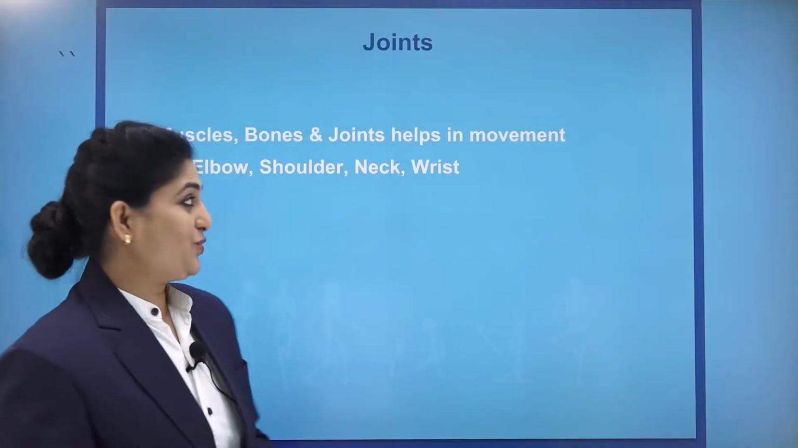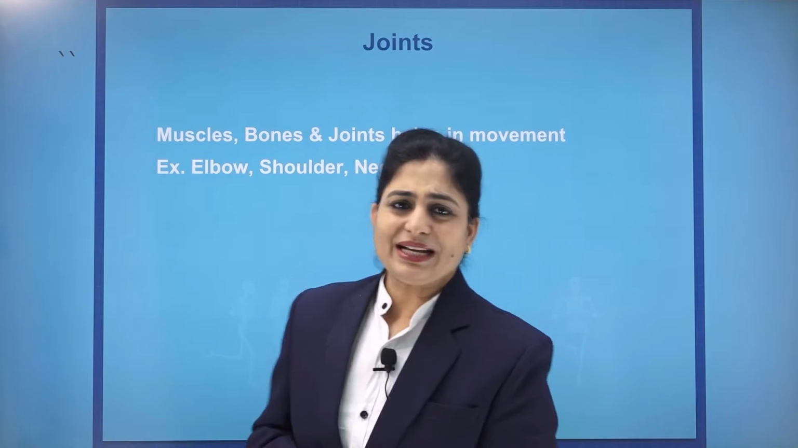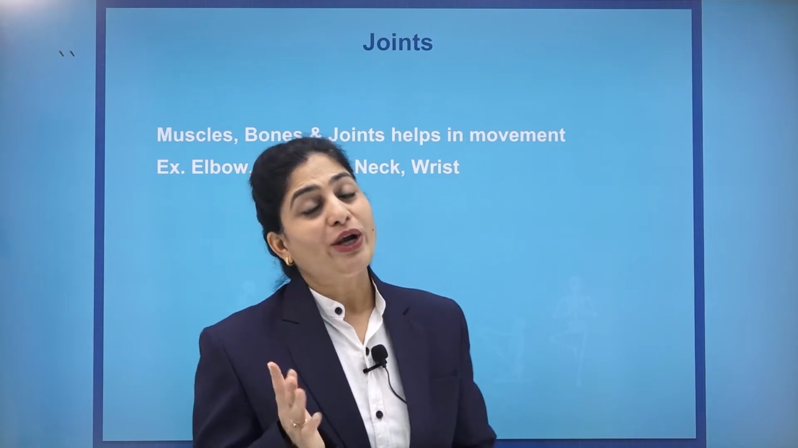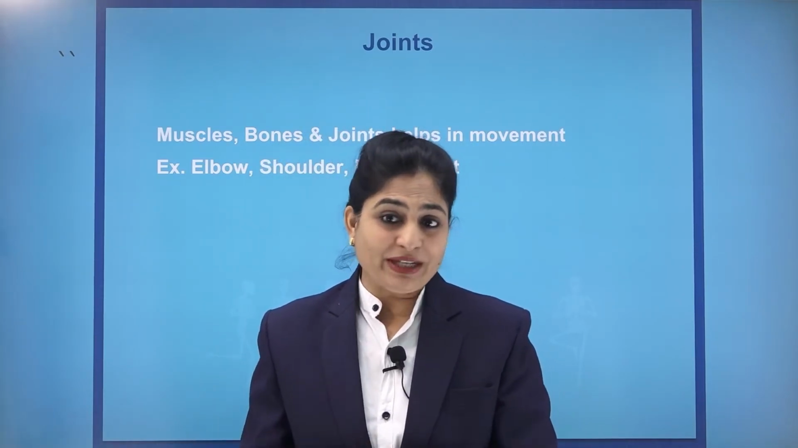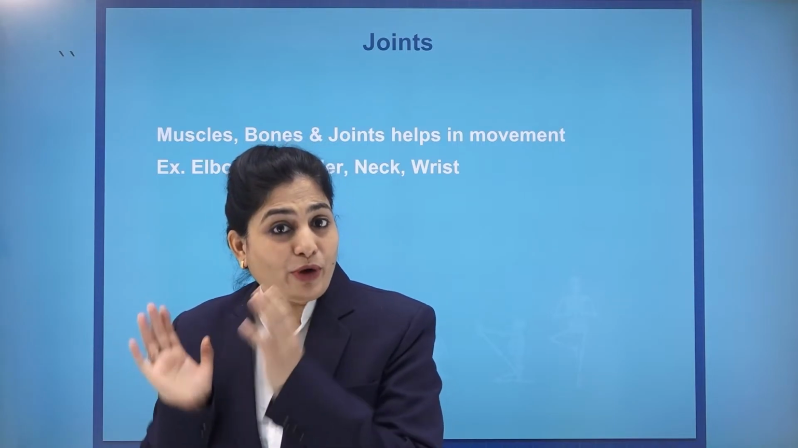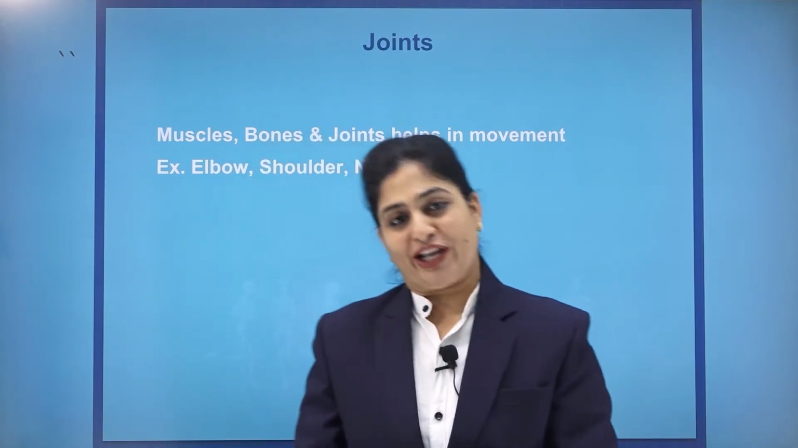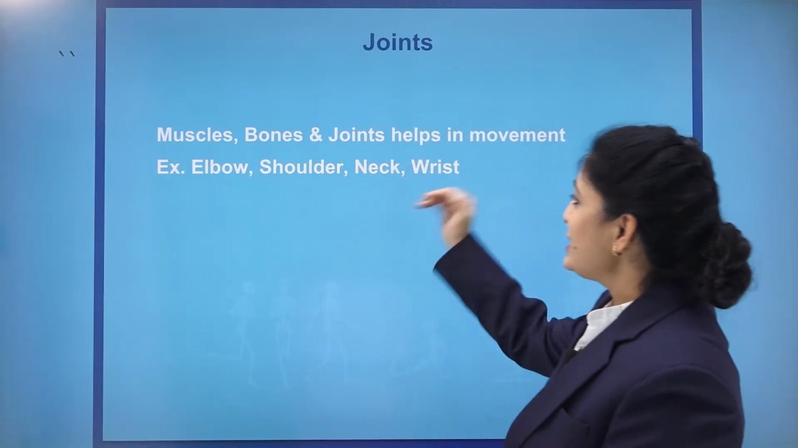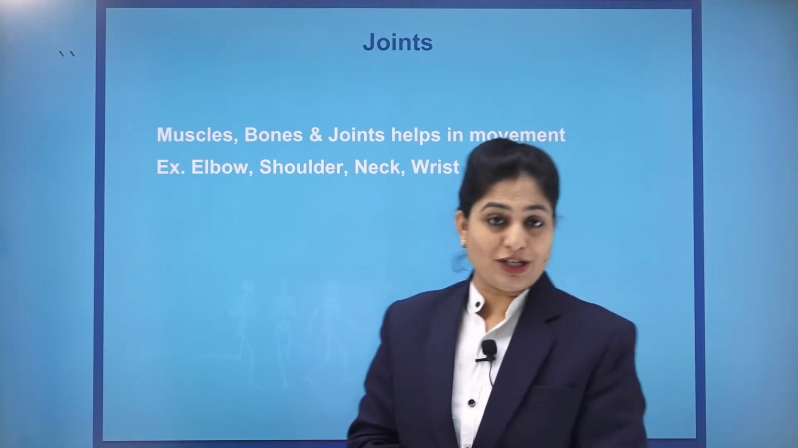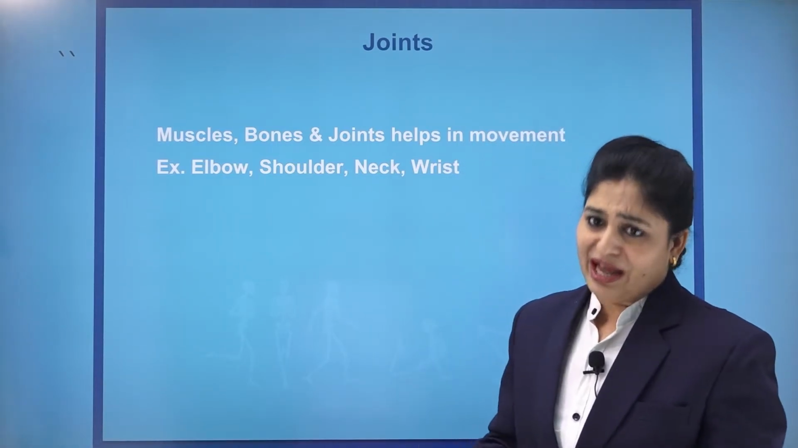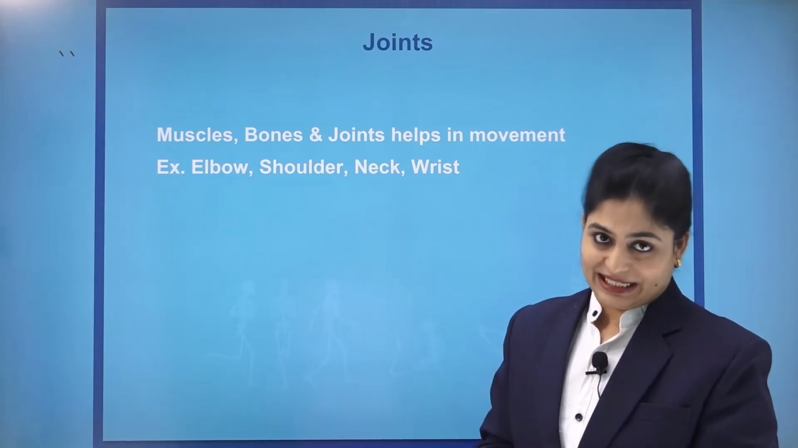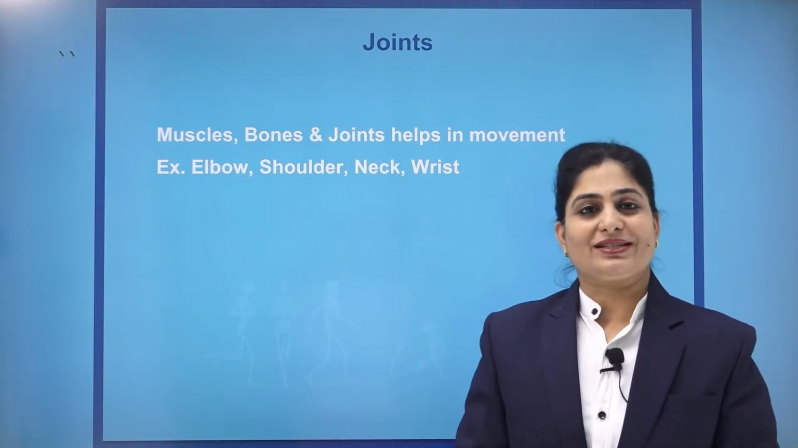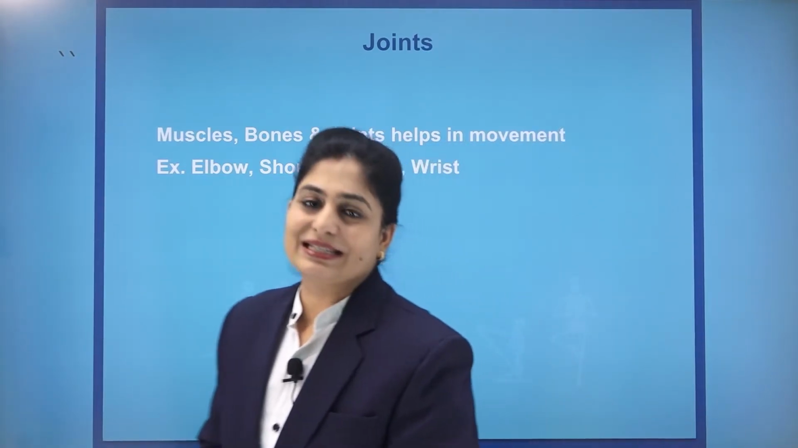So when we talk about joints, what are joints? Basically, we consider a joint to be a point of contact between the bone and the cartilage. Joint is one important thing that is responsible for body movement. When we talk about movement, it includes muscles, bones and joints. These three are responsible for movement. And we have various types of joints. Different examples are elbow, shoulder, neck joints, wrist joints. So what type of joints they are, let us discuss in detail.